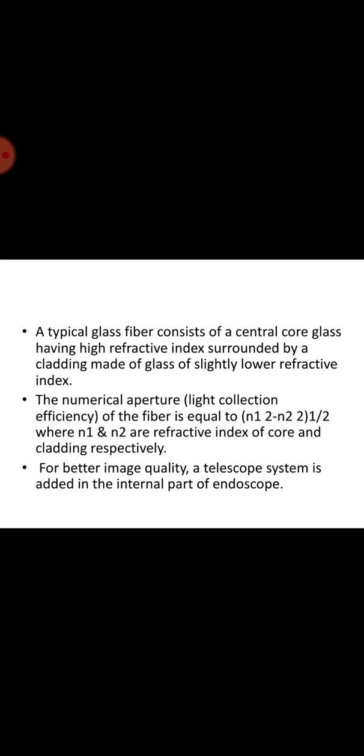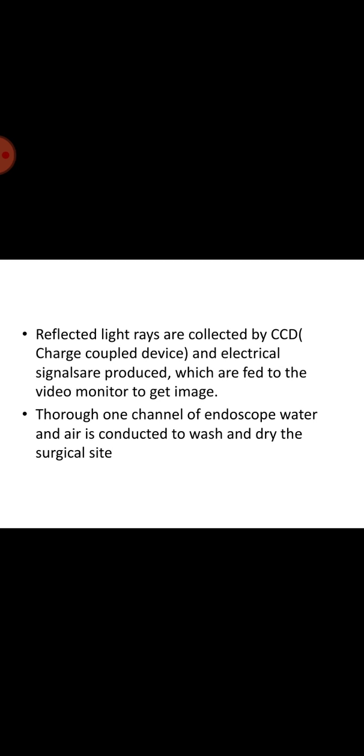For better image quality, a telescope system is added in the internal part of the endoscope. Reflected light rays are collected by a CCD and electrical signals are produced, which are fed to the video monitor to get the image. Through one channel of the endoscope, water and air are conducted to wash and dry the surgical site.